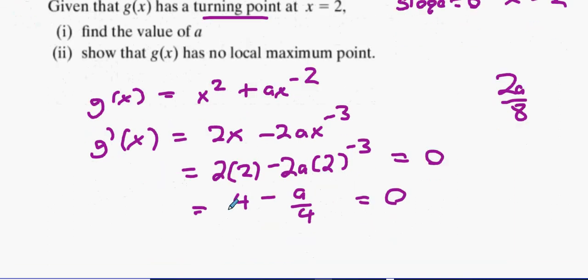Oliver, did you get 16? Well, get the a out part of your side, cross multiply, a equals 16.